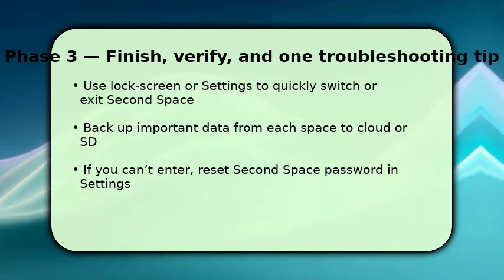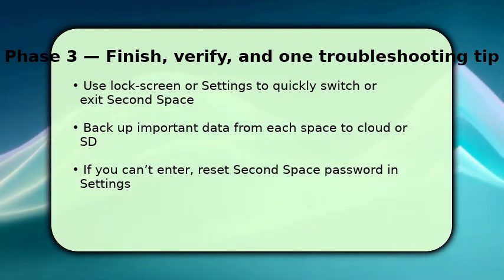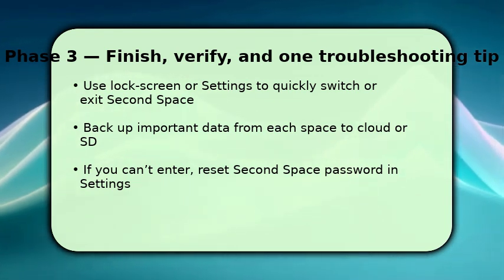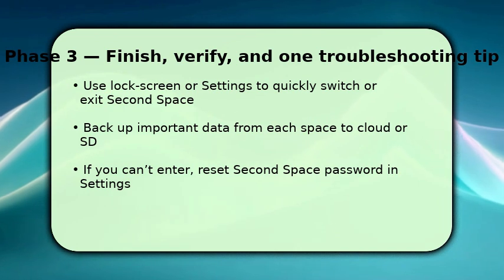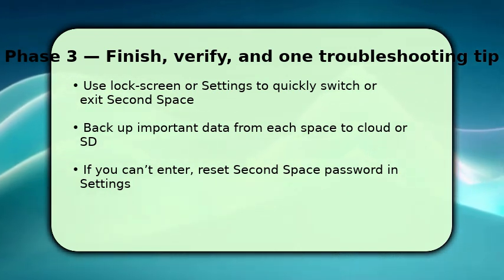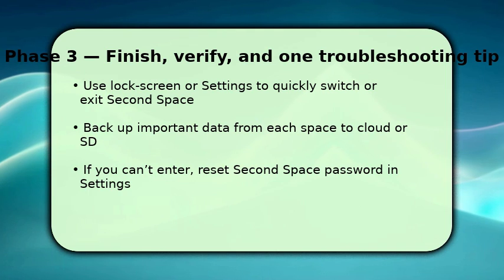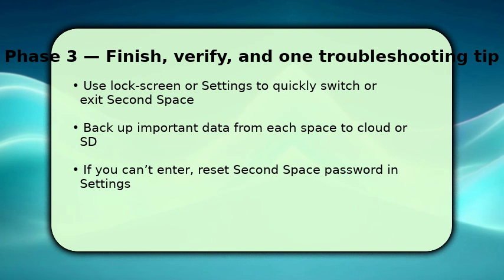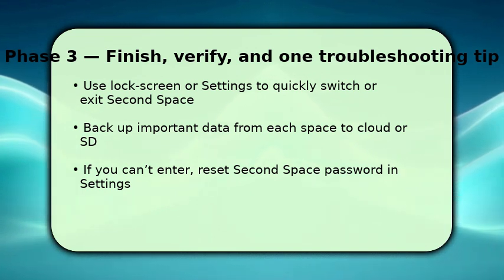Make regular backups, either cloud or SD, because Second Space data is separate and won't sync with your main space automatically. If something goes wrong, like being unable to enter, go to Settings, Second Space, to reset the password or remove the Second Space. This restores access but may delete unbacked data. Keep a recovery plan and keep passwords documented securely.